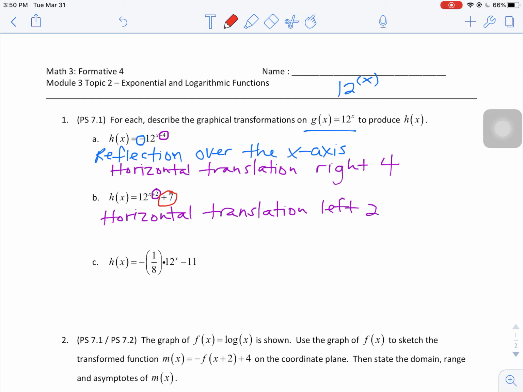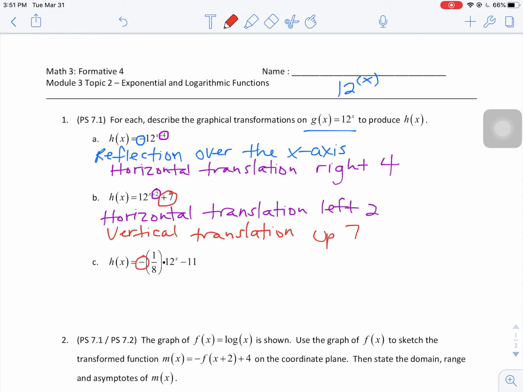And then our plus 7 is being added to the function, so it's not inside the parentheses. So that's your vertical translation. And vertical translations are as they should be. So up is positive, down is negative. So you would go up 7.